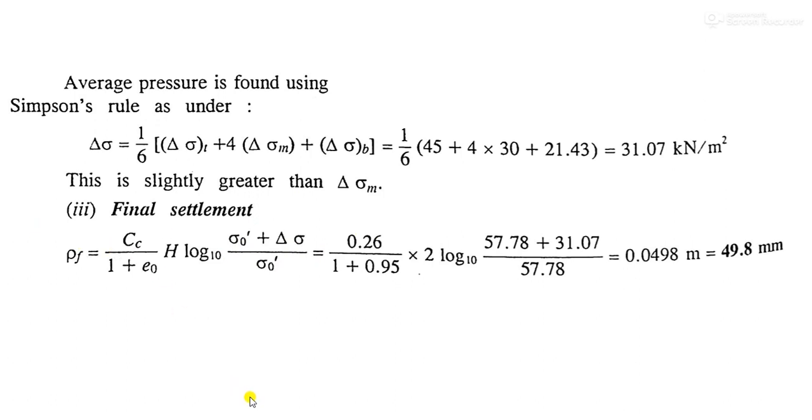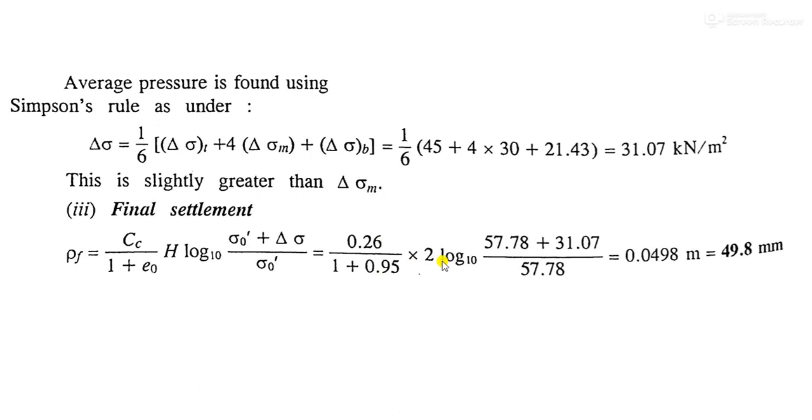Cc is already given in the question. The Cc value is 0.26, and Cc is possible only for clay, not sand. That's why the Cc value is given only for clay. The compression index is only possible for clay soil. So the Cc value is from the question, that is 0.26. 1 plus E0, the initial void ratio, is 0.95, also given in the question, into 2.